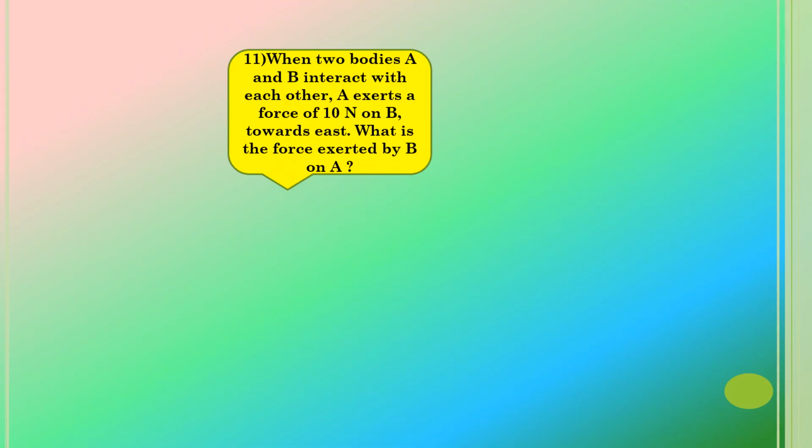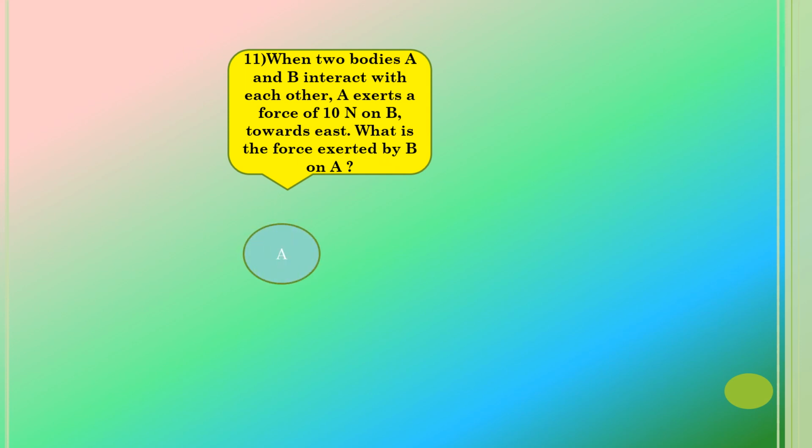Moving on to the next question. So if we have two bodies, A and B, when they interact with each other, see, whenever they're talking about interacting, that means they are colliding. They are in contact with each other. Okay. A exerts a force of 10 Newton on B towards east. Now the direction is mentioned also. That there is a body A which exerts a force of 10 Newtons on the body B. And the direction is towards east. Then what is the force exerted by the body B on A?